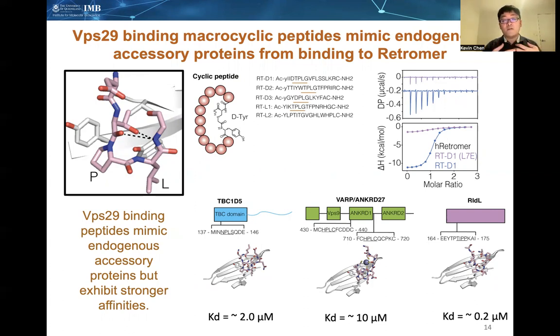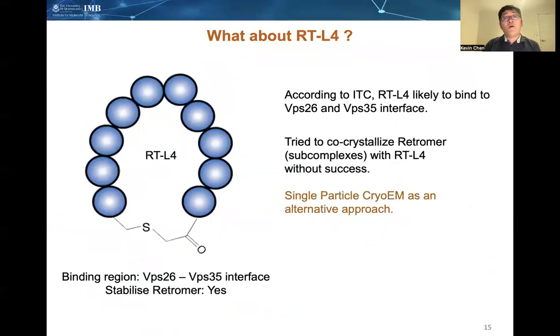When we looked further into the literature, we found, surprisingly, that those cyclic peptides mimic some of the endogenous accessory proteins that were previously known. From the structures, using peptides, they found that, for example, TBC1D5 and VARP also bind to the same pocket on VPS29 using this PL motif, as does the bacterial pathogen effector RidL. So what we found is that the cyclic peptides, at least the ones binding VPS29, mimic those accessory proteins but bind with much, much stronger affinities. Well, what about RTD4?